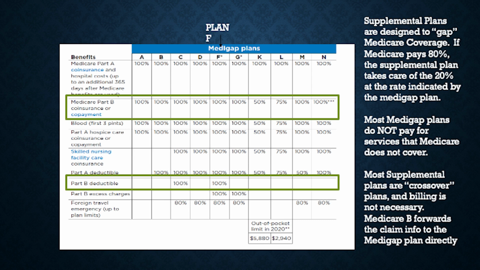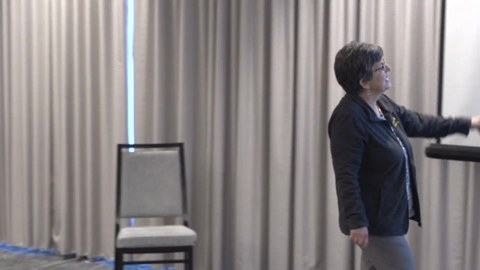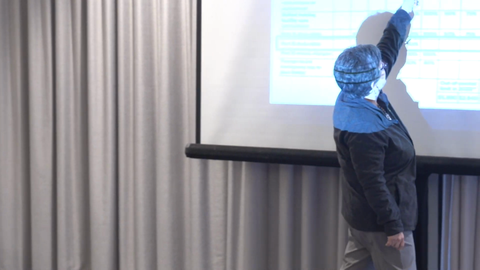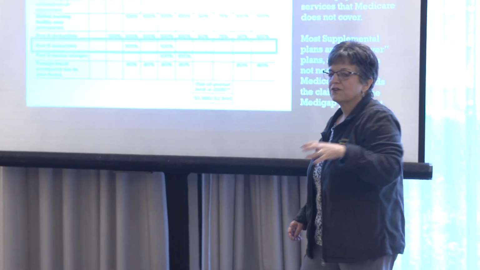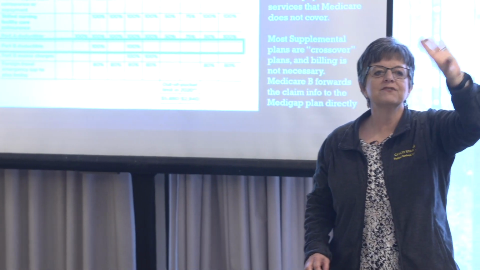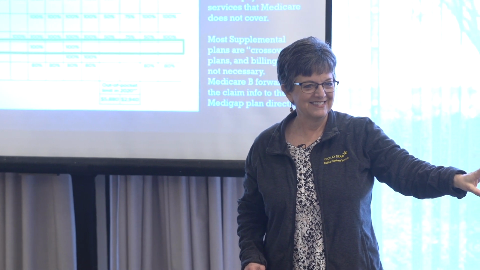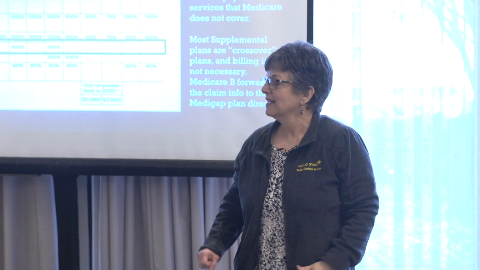So what it shows is, by the plan letter, A through N, sorry, it will tell you what percentage of the coinsurance it covers, all right? Essentially, plan A through plan G, and then again plan M and plan N, cover 100% of the 20%. Does that make sense to everybody?